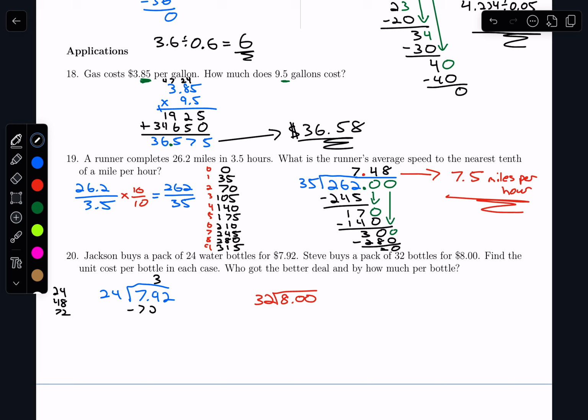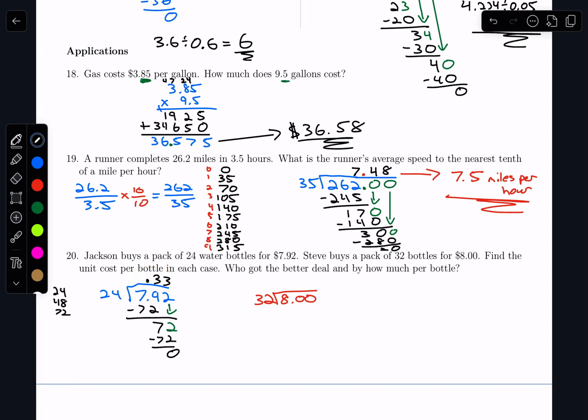So I'm going to go ahead and subtract 72. That leaves me with a 7, and I'll drop down the 2. Now 24 goes into 72, also 3 times. And if I subtract 72 down below, I get a remainder of 0, so I'm done. 7.92 divided by 24 is 0.33. And so we know that this gives us 33 cents per bottle. Okay, when you divide the dollars by the number of bottles, you get dollars per bottle. Or in this case, 33 cents per bottle because it's 0.33.